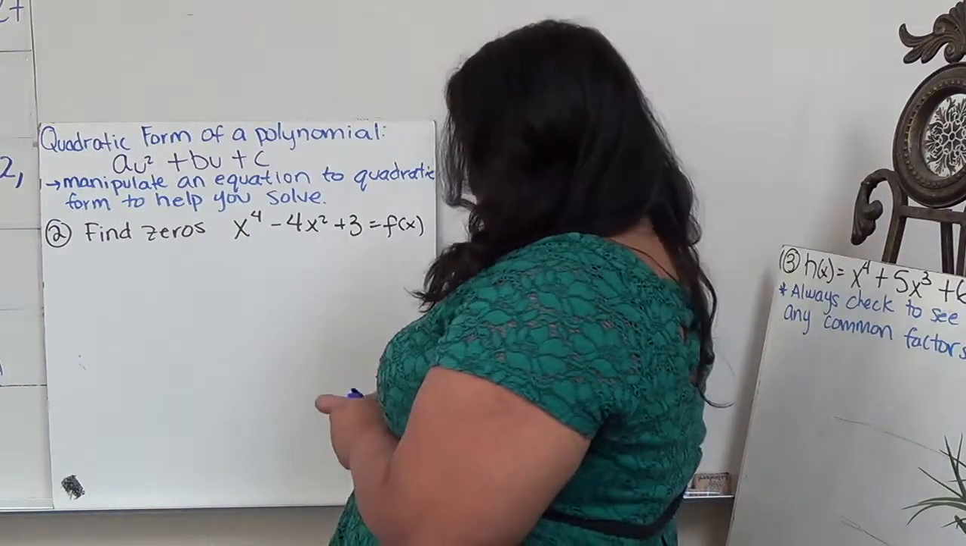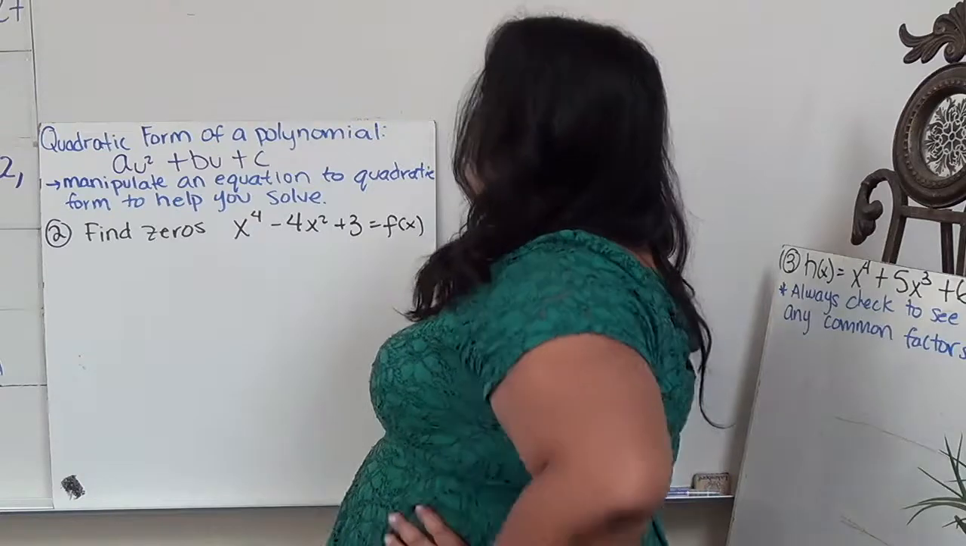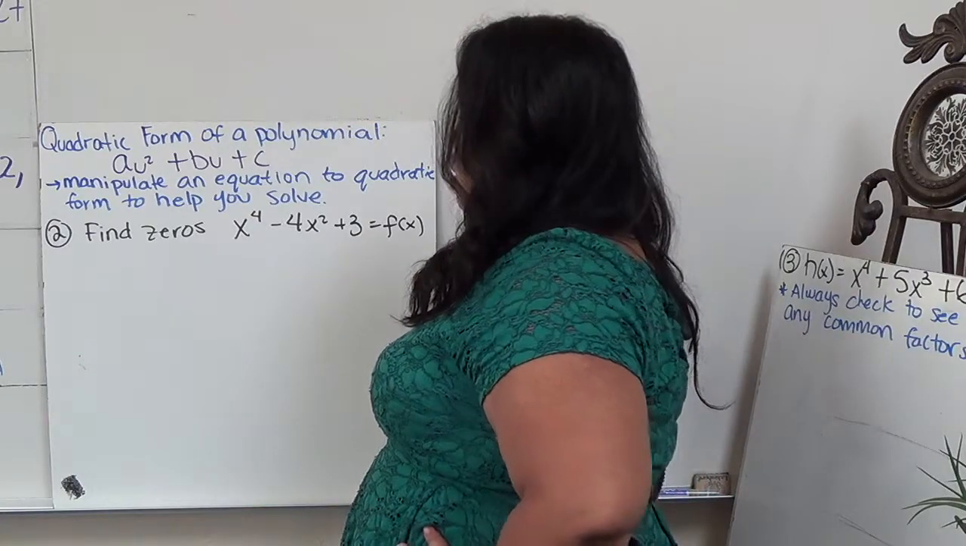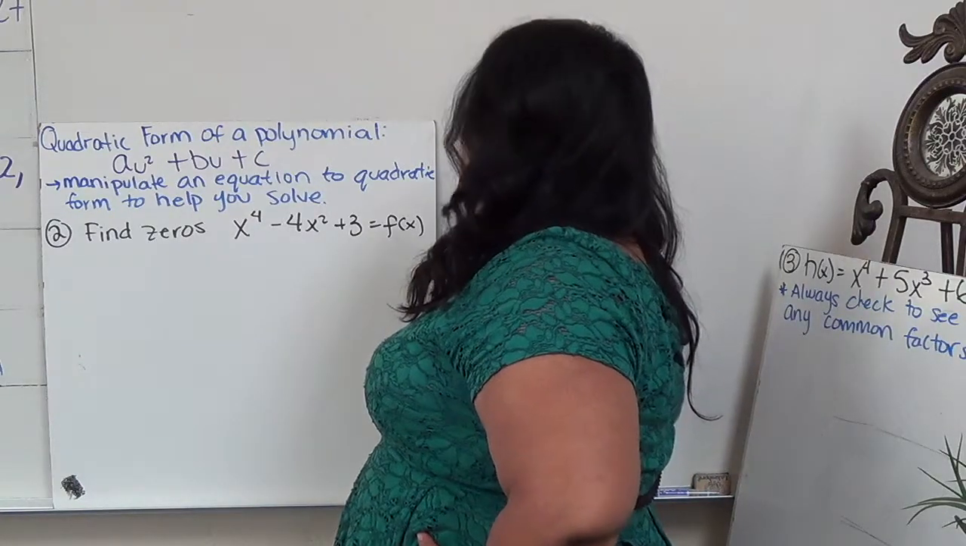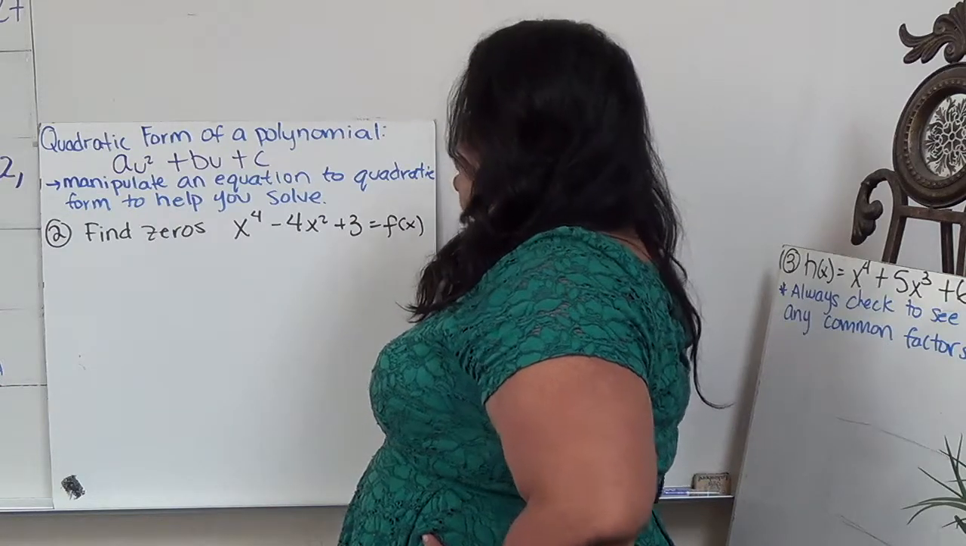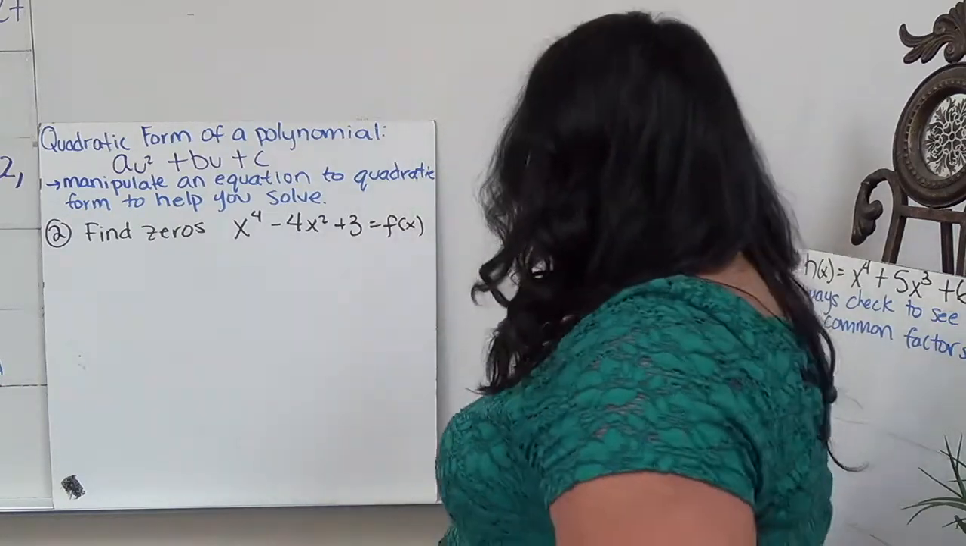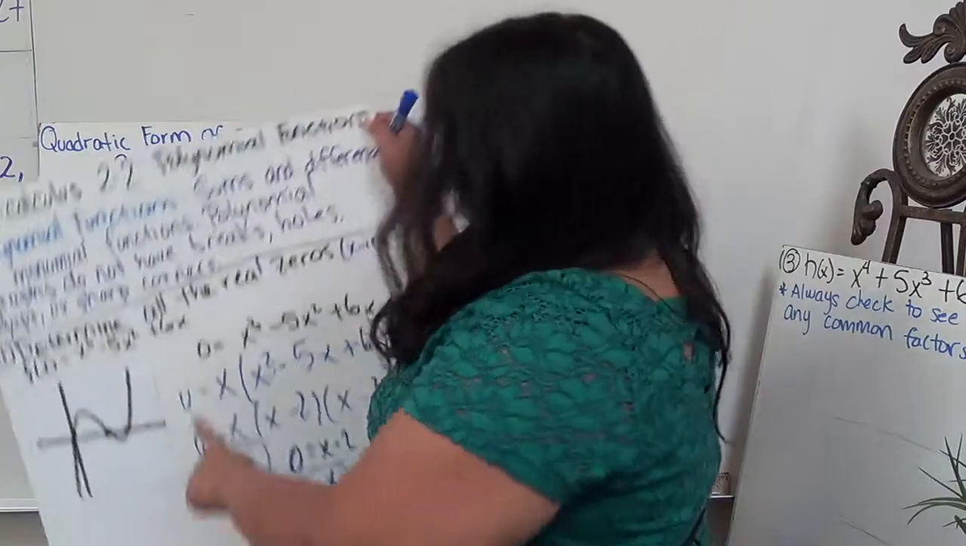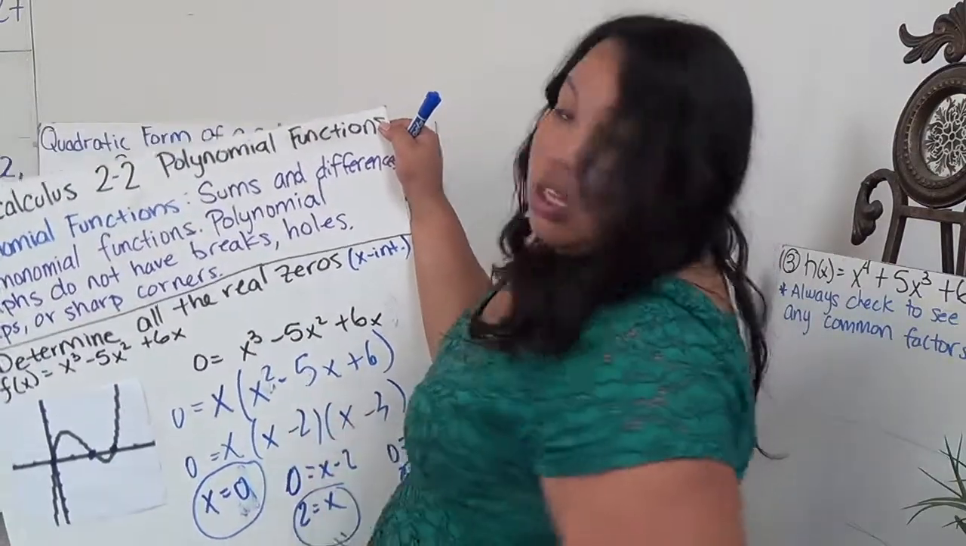Now, a quadratic form of a polynomial is au squared plus bu plus c. So we're trying to manipulate an equation into quadratic form to help you solve. We're doing the same thing. We're trying to find zeros. But on the last one, we were lucky enough to be able to take an x out to get us there.